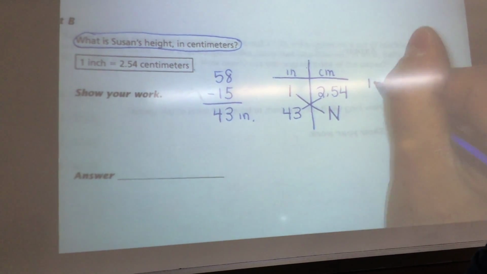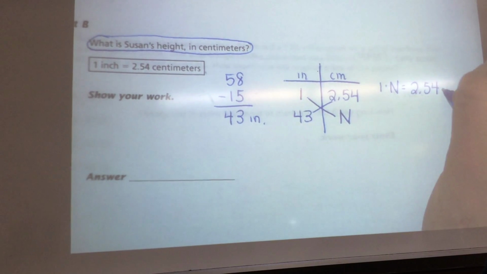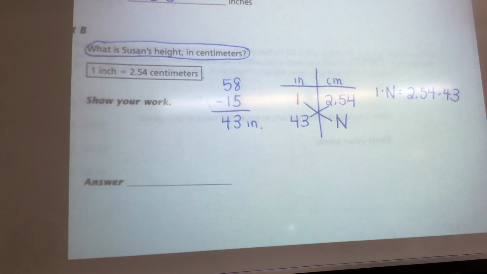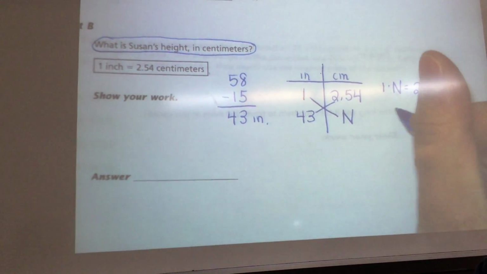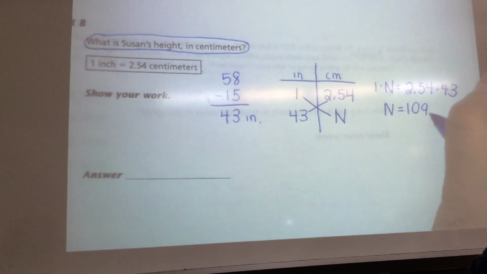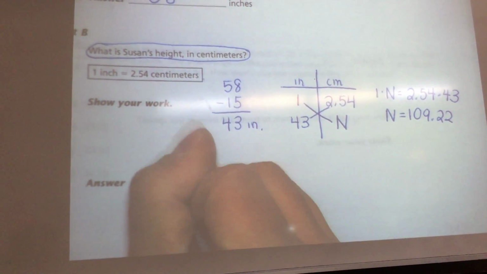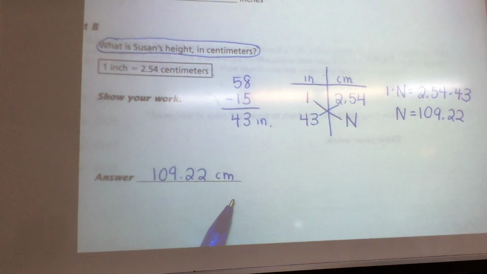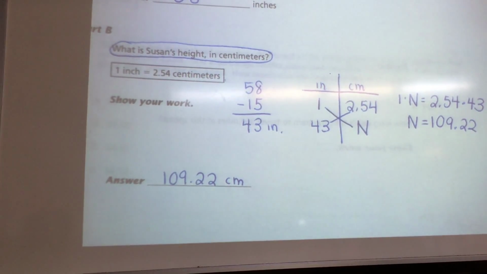And to be honest, I'm not going to waste your time doing 2.54 times 43. If you got that wrong, shame on you because you had a calculator. According to my calculations, 2.54 times 43 is 109.22. You should have been able to check that in your calculator. 109.22 centimeters is the answer to this question, and we are done with both part A and B.